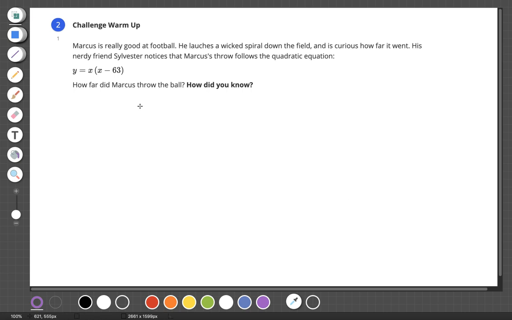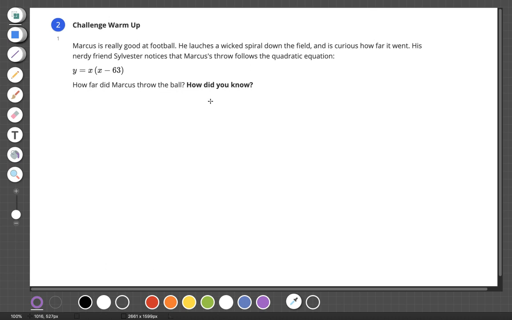So for number 2, Marcus is really good at football. He launches a wicked spiral down the field and is curious how far it went. His nerdy friend Sylvester notices that Marcus's throw follows the quadratic equation y equals x times x minus 63. How far did Marcus throw the ball? And how did you know?